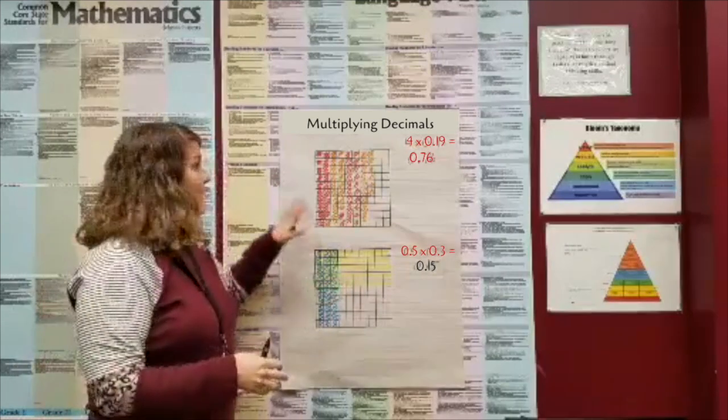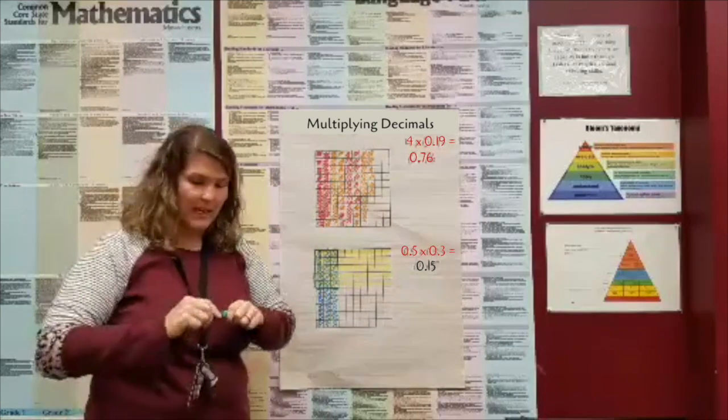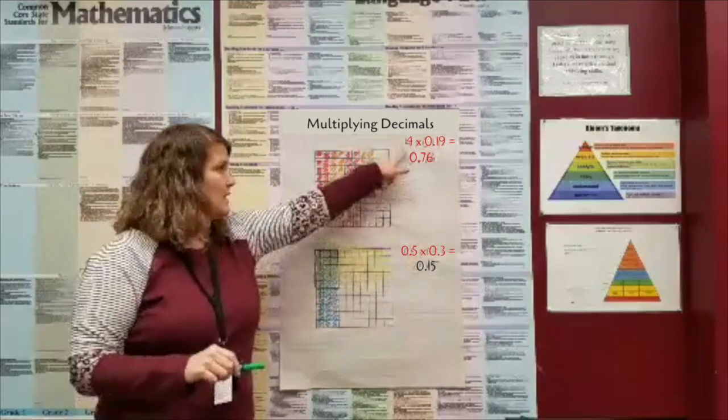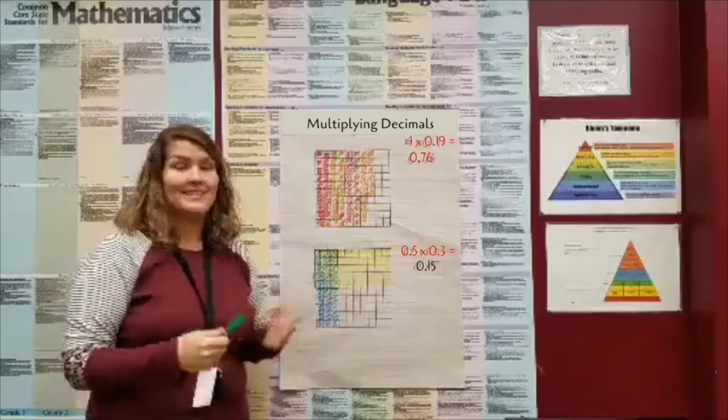That's it. This is how you take this really complicated thing of multiplying decimals by decimals and decimals by whole numbers and make them make sense.